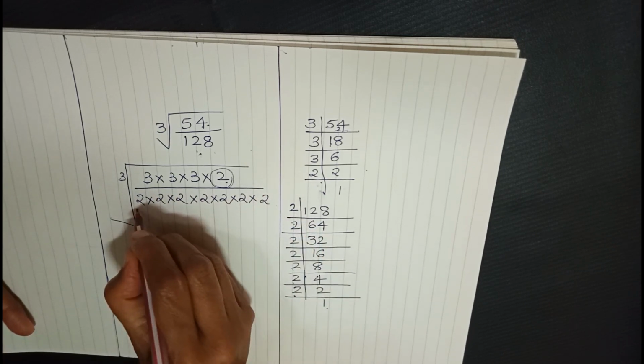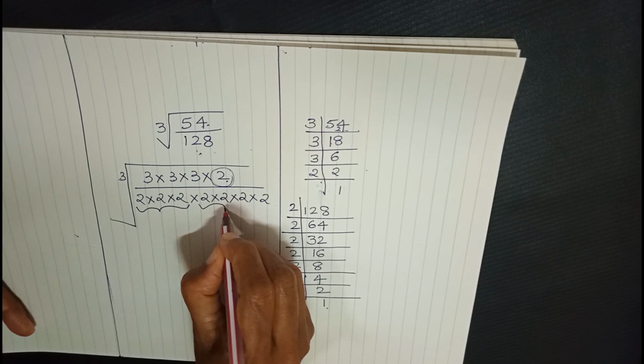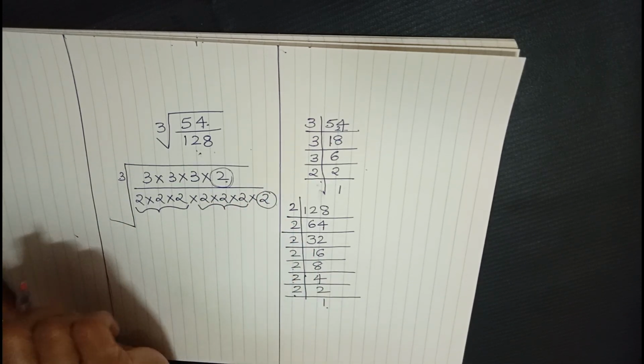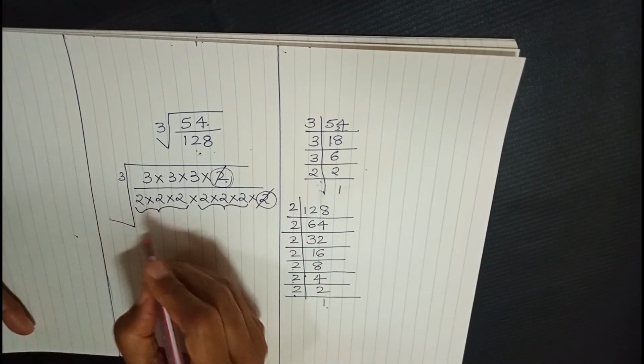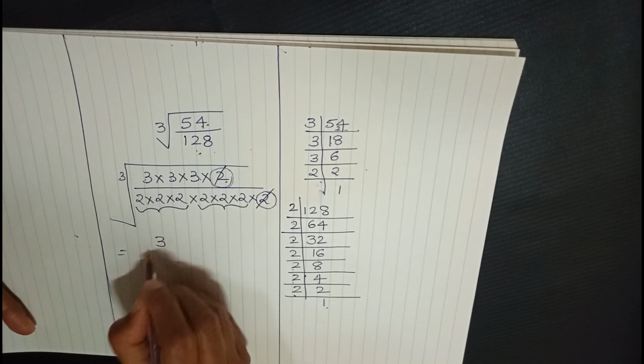So now here also you see, if we have 3 times, I can remove it once. Another 3 times, I can remove it once. But here also this 2 is extra. It is only 1 time. So what we can do is, we can just cancel it off. Now see, 3 is there 3 times. I can remove it once out.